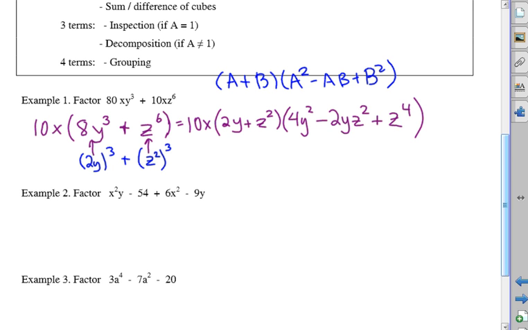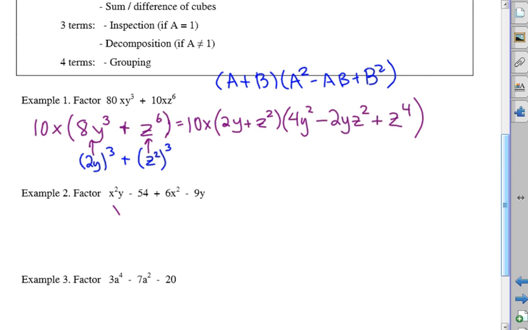Cool. Want to try the next one on your own, or no? So what do we have here? How many terms? 4. And if we have 4, we use grouping. Okay, so we check first, is there going to be a common factor in each group? Just one, right? So what we can do is rearrange it.